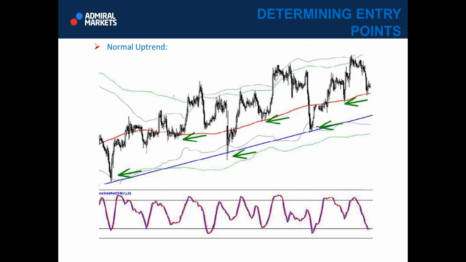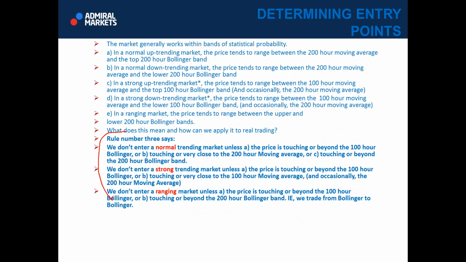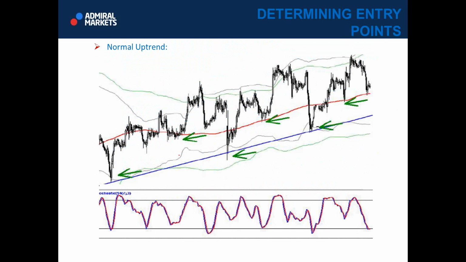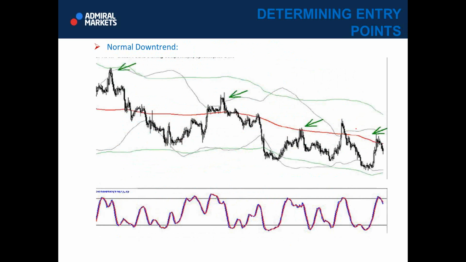If you determine that the trend is normal, this is a normal uptrend, then you will need to place entries at these rules. Price should touch or go beyond the 100-hour Bollinger or very close to the 200 Bollinger or moving average. So these are the rules. You see how it's important. And also, stochastic needs to be below 20. You don't take trades if the stochastic isn't below 20. Normal downtrend, this is a downtrend, and stochastic needs to be above 80, okay?